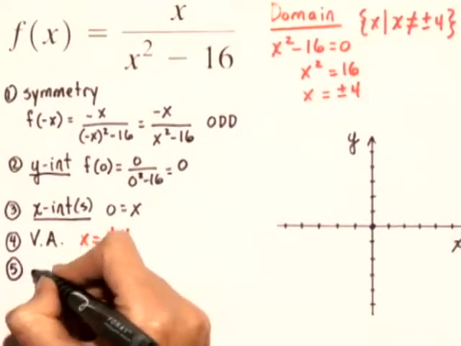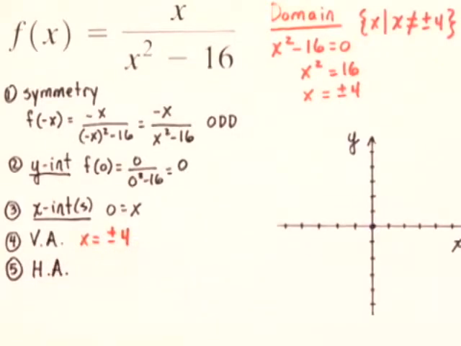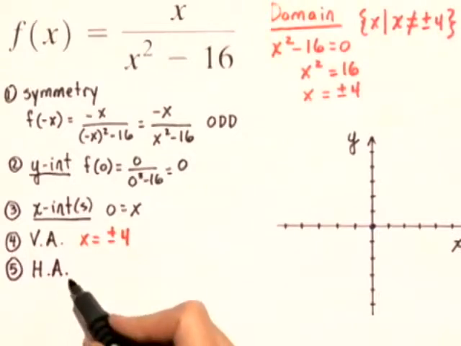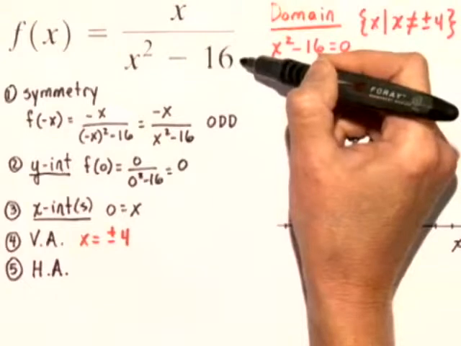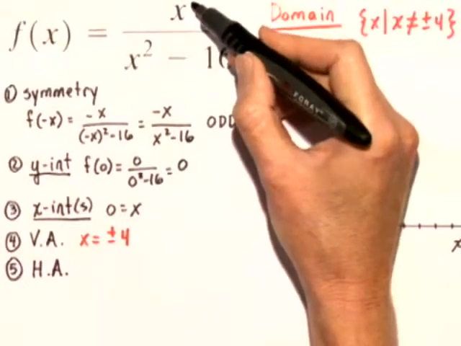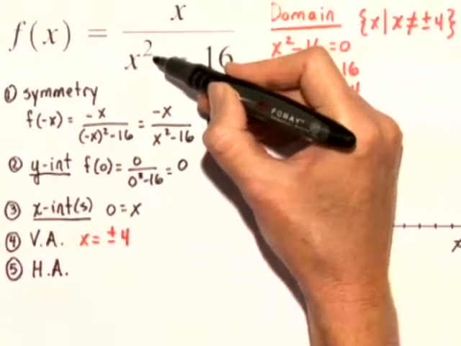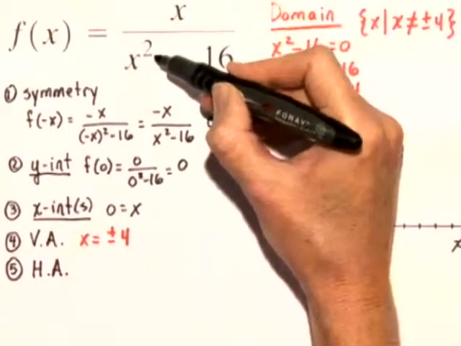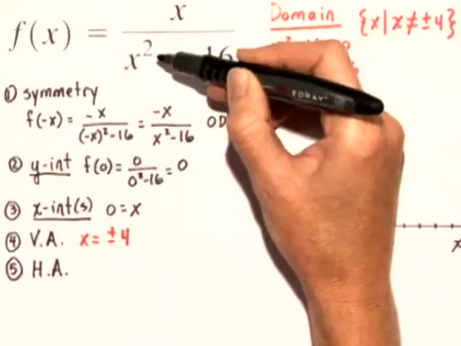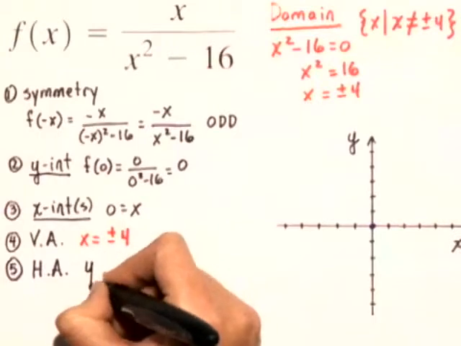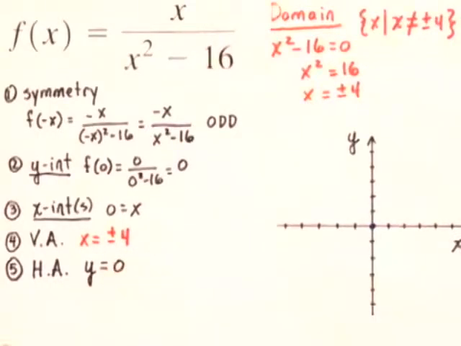In step 5, we look to see if we have a horizontal asymptote. In order to determine if we have a horizontal asymptote, we want to compare the degree of the numerator with the degree of the denominator. In this case, the degree of the numerator is 1. We have x to the first power. The degree of the denominator is 2. We have x to the second power. Anytime the degree of the numerator is less than the degree of the denominator, we have the horizontal asymptote, which is the line y equals 0, which is just the x-axis.